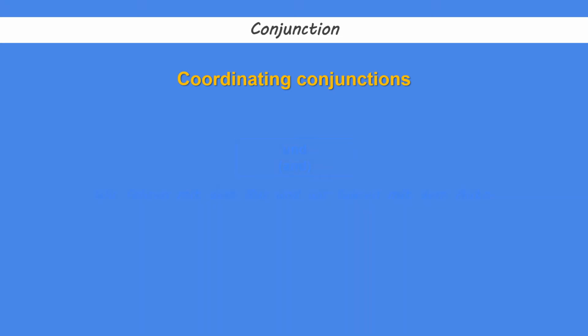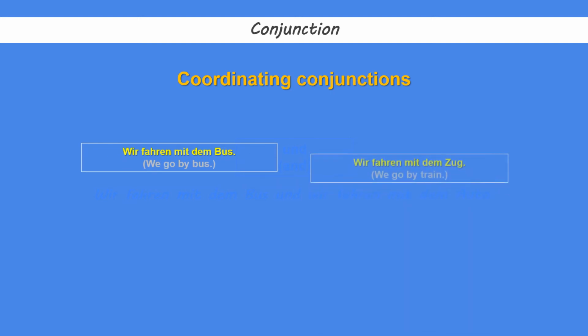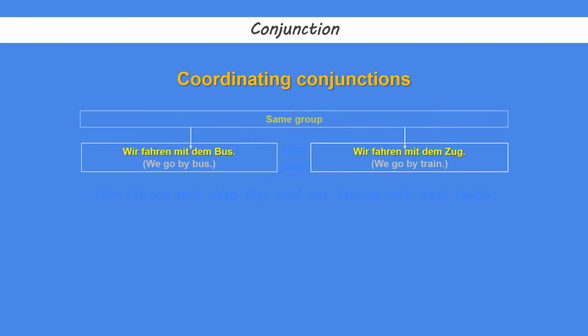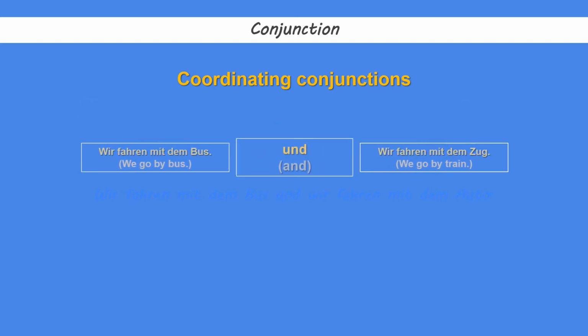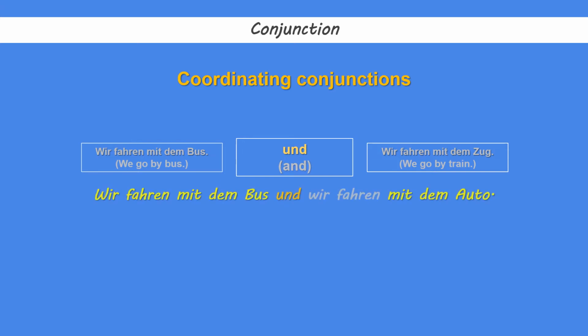Wir fahren mit dem Bus. We go by bus. Wir fahren mit dem Zug. We go by train. Wir fahren mit dem Bus und mit dem Zug.